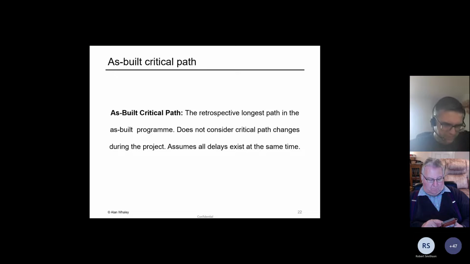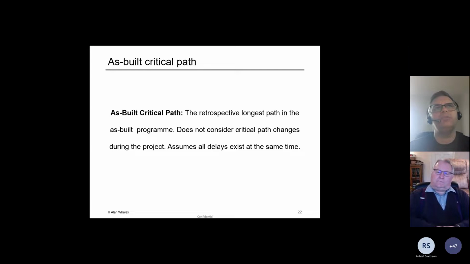We then have a third type of critical path, just to add to the confusion here, and this is called the as-built critical path. The idea here is that we take our program and we draw a line through the as-built program. What we're trying to do here is find out the retrospective longest path in the as-built program. But crucially, in the as-built critical path approach, we don't really identify critical path changes, because we're taking the final program. We're not actually tracking the project as it was built, but instead we're just taking the final program and drawing a line backwards through it that represents the longest path.